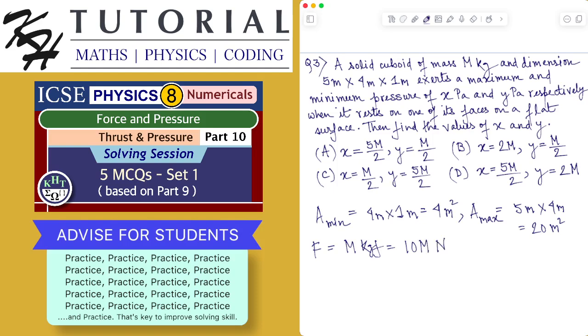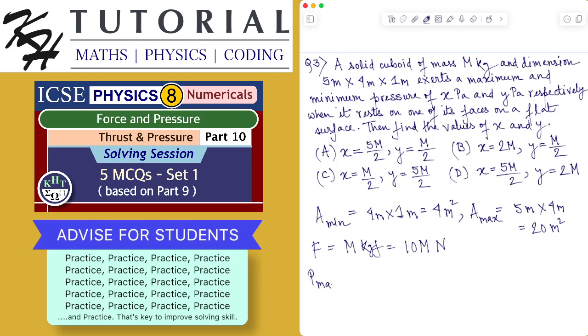Since we know 1 kgf is equal to 10 Newton, if we consider the acceleration due to gravity, the value of g is 10 meter per second square. This 10 could also be 9.8 if you consider the value of g on the earth surface to be 9.8 meter per second square. Okay, so now the force is constant, which is due to the weight of the solid cuboid. So what will be the maximum pressure?